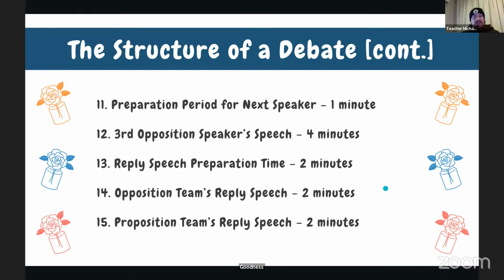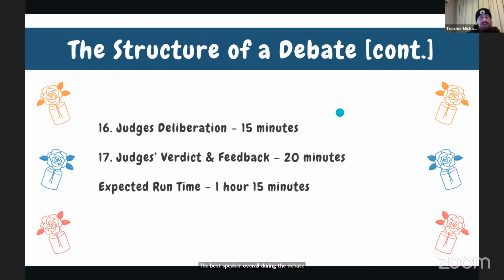So after that, the judges will come back to the debaters and they'll offer their verdict. They'll let everybody know who won and who is the best speaker overall during the debate. And that'll usually go on for about 20 minutes we've allocated.